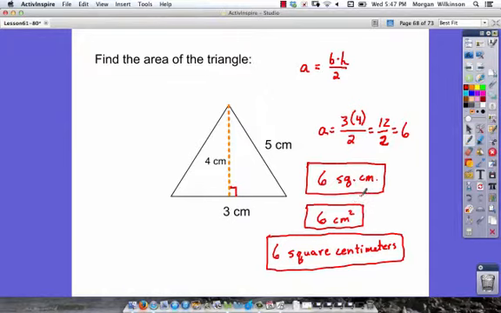I would encourage you to use one of the abbreviated methods. Square centimeters like this, SQCM, or centimeters to the second power, because it means the same thing. It just takes less time to write. You can always find the area of a triangle, base times height, divided by 2.